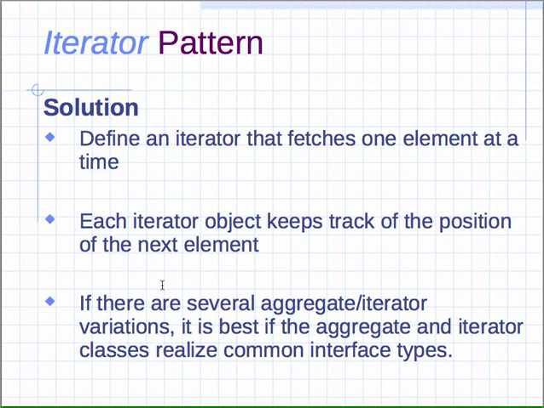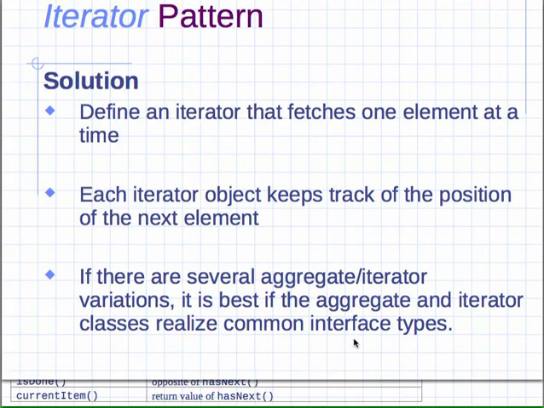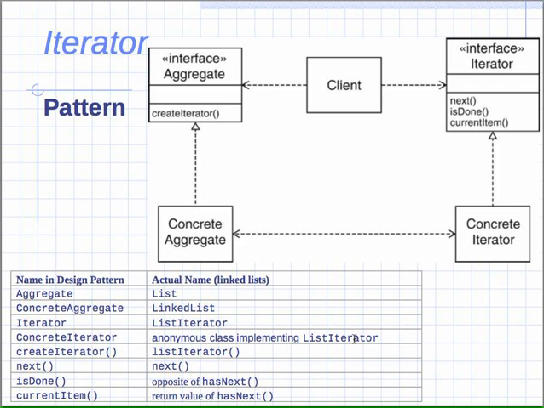Okay, here's the solution. Define an iterator entity that fetches one element at a time. Each iterator object should keep track of the position of the next element. If there are several aggregate or iterator variations, it is best if the aggregate and the iterator classes realize common interface types. There are many ways to implement iterators. You should be able to set up a linked list iterator as opposed to an array list iterator, and so on.